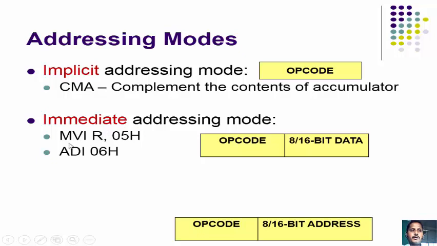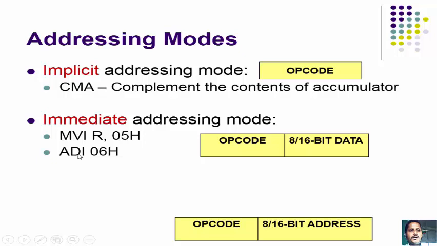If I say MVI B, 05X, so at that time 05X gets copied in B register. Okay.